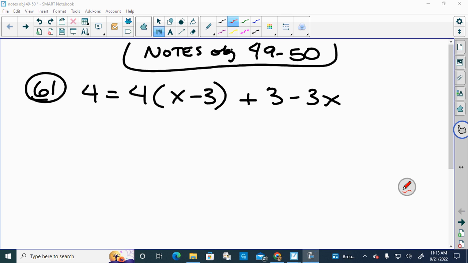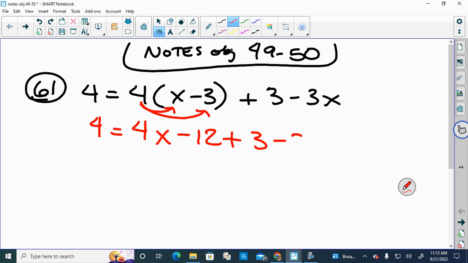Okay, so first step, we need to distribute to get rid of this parentheses. Otherwise it's just adding and subtracting, moving and shifting things around. So we need this to be gone, okay? When a number is right next to the parentheses, it means to distribute. So the 4 is still there. 4 times x is going to give me 4x. 4 times negative 3 is going to give me a negative 12. Okay, now I'm just writing the rest.